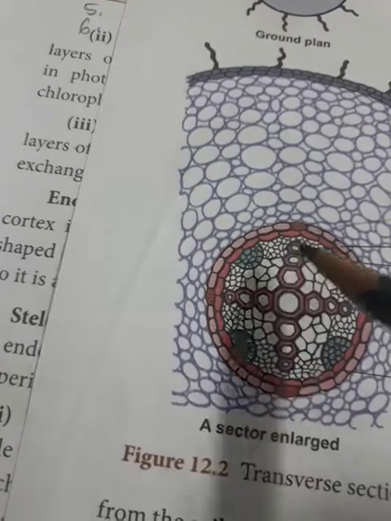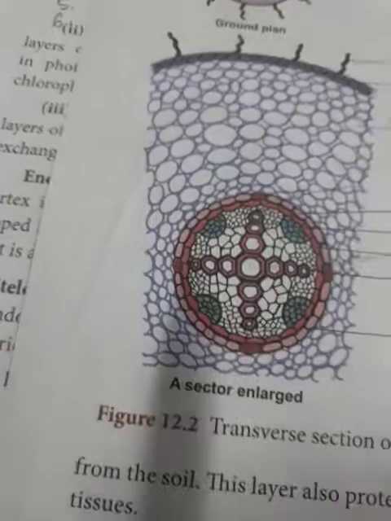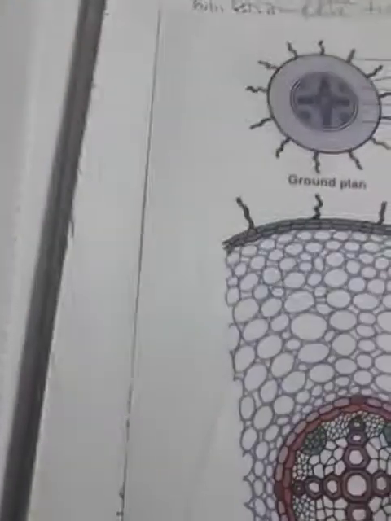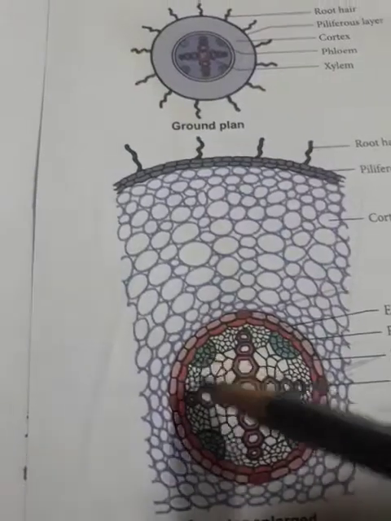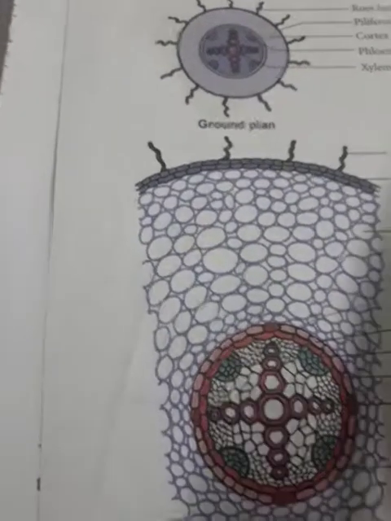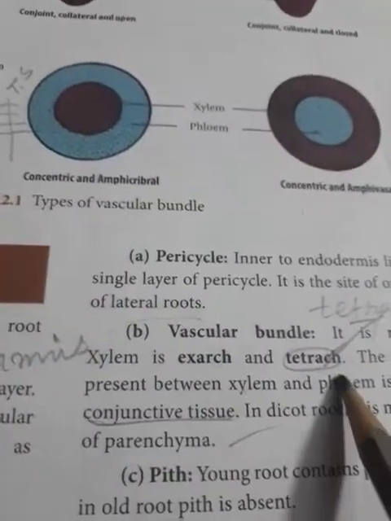Protoxylem will be towards the periphery. That is the root characteristic feature. So the vascular tissues, radial arrangement we have told yesterday, xylem and phloem alternate. This is phloem, this is xylem, alternately will be present, and that is the characteristic feature of root only. So the radial arrangement, vascular tissues, exarch and tetrarch.